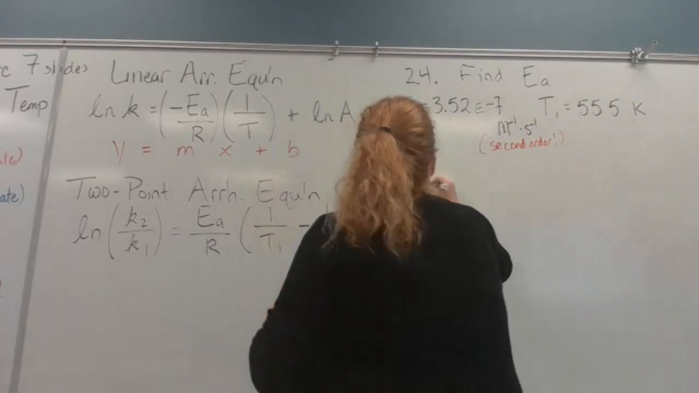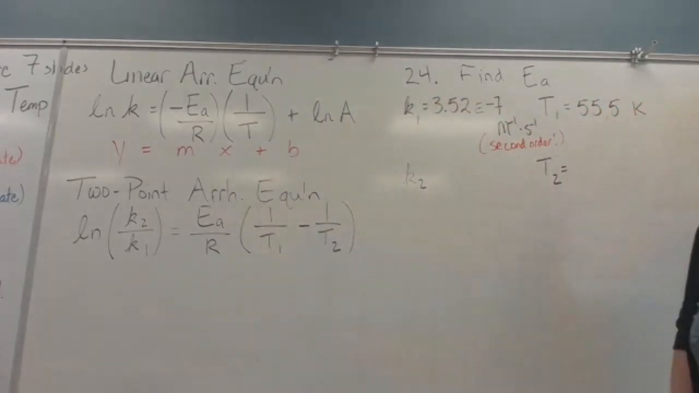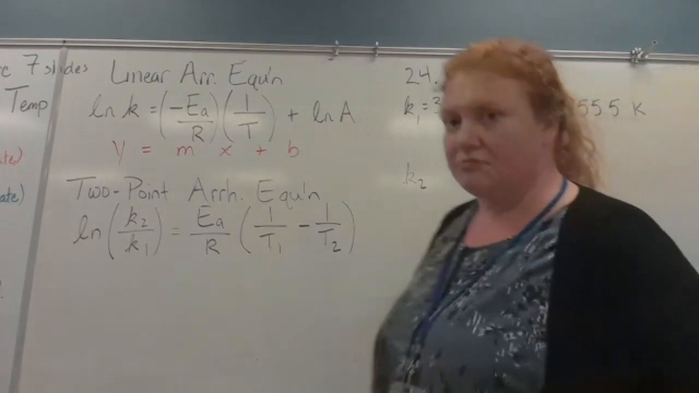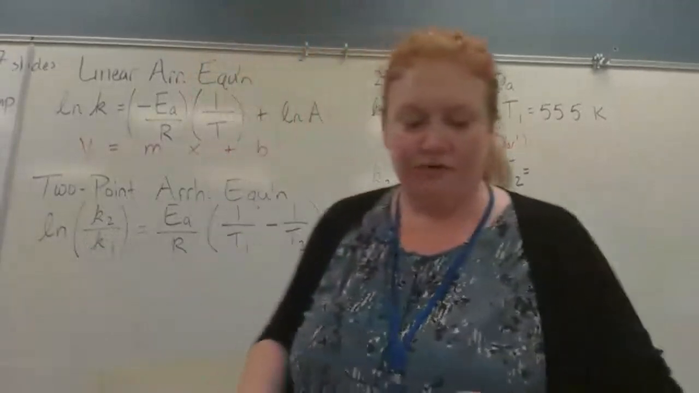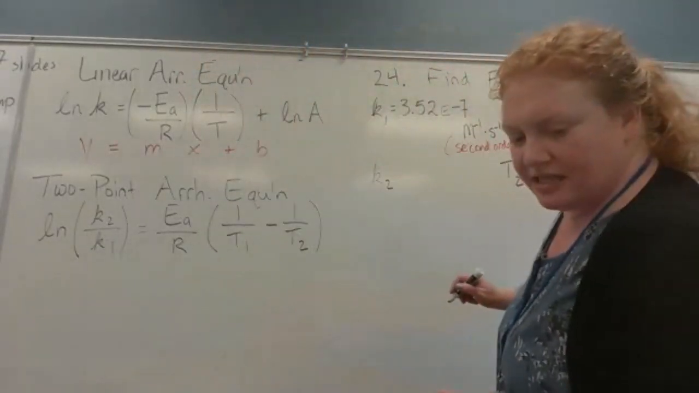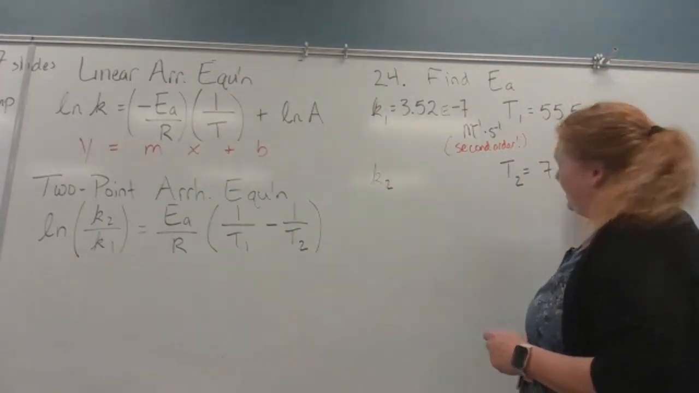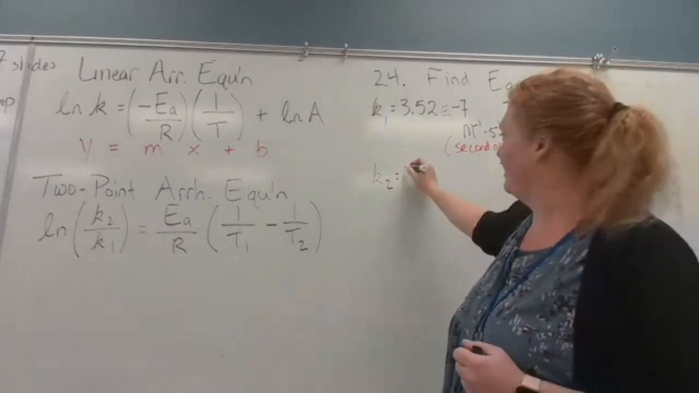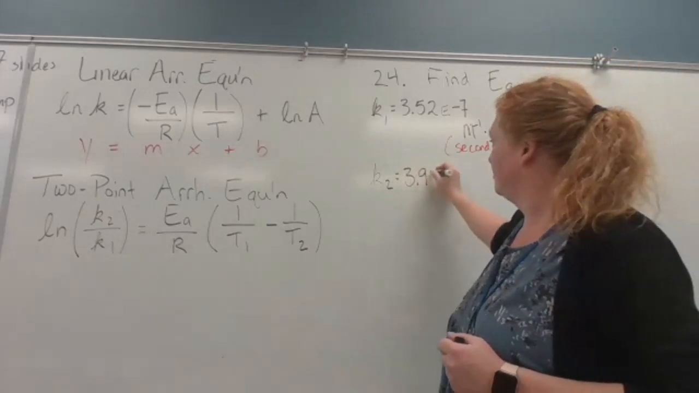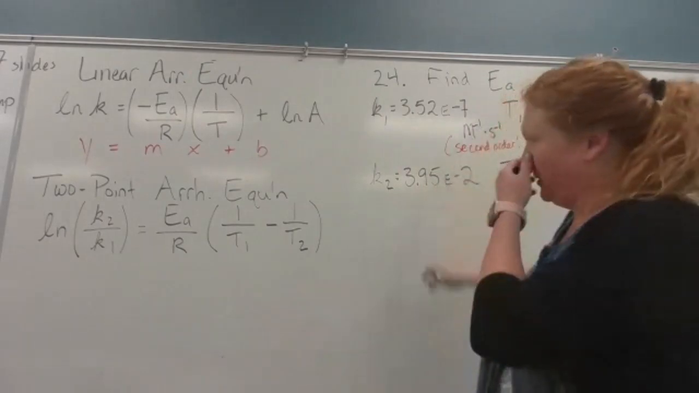K2, T2. What if my temperatures were in Celsius? What would you have to do first? Convert them to Kelvin at 273.15. So we're going to use this last data set, 781 Kelvin and 3.95 times 10 to the negative 2.